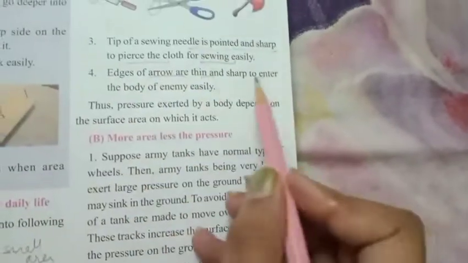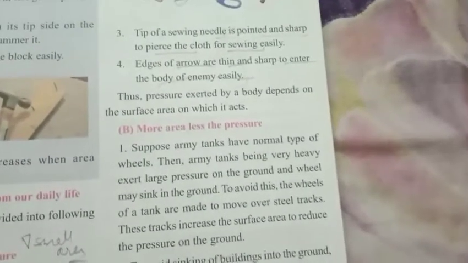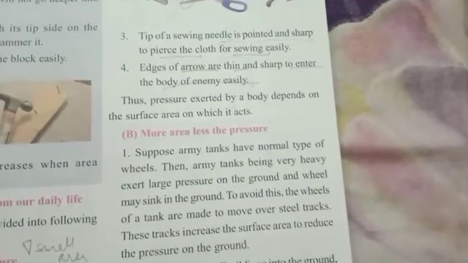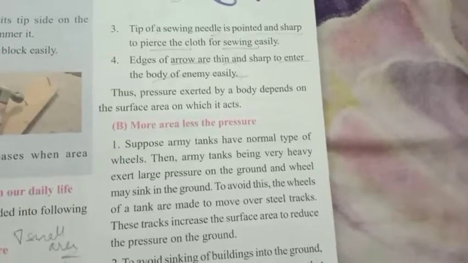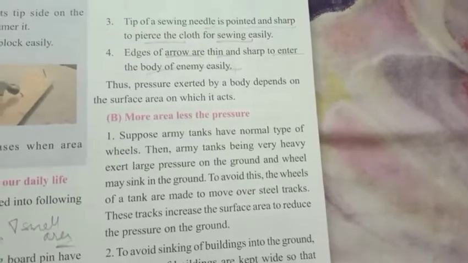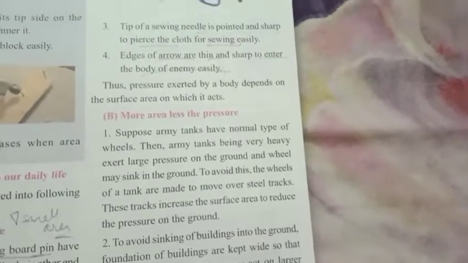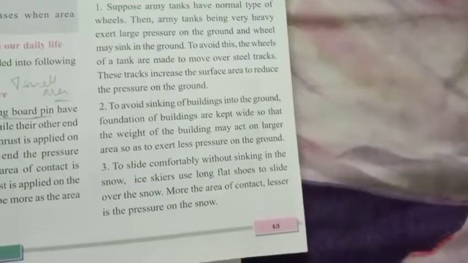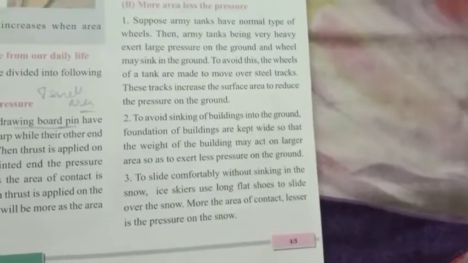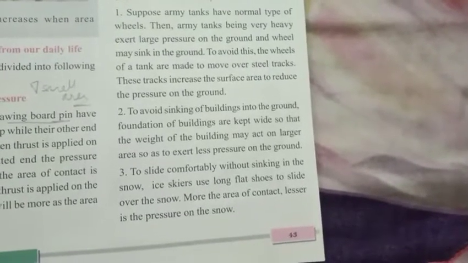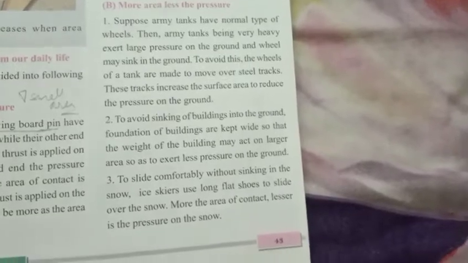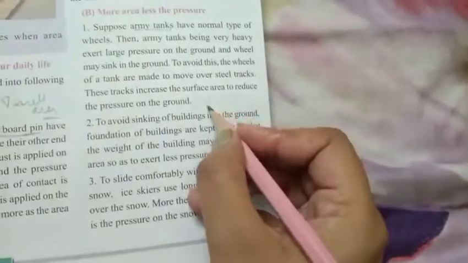The edge of the arrow is thin and sharp to enter the enemies. The bow and the arrow. Arrows are also thin, very pointed, sharp. So it will create more pressure, and it will create a wound on an enemy. And then there are cases of more area, less pressure. More area means like when I was talking about your bag straps. It has more area, so it will create less pressure over it. Take, suppose, army tanks, or the tires we use in cars and bicycles, they are very broad.